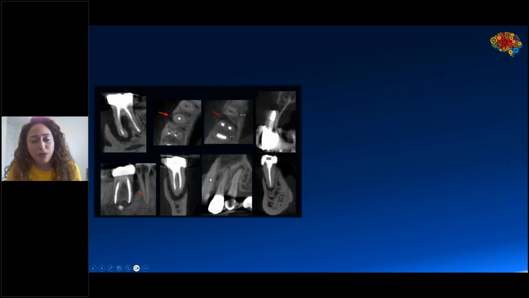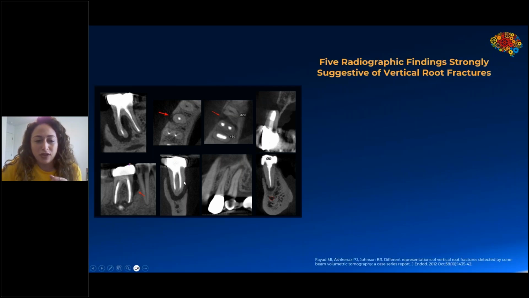So if we think about it, in this case, we actually were able to see the fracture line, but sometimes we have to rely on indirect findings on CBCT that tell us, hey, this can look like a fracture. There's a paper published in Journal of Endo back in 2012, but I think it still holds value today with the different radiographic findings that can be suggestive of a vertical root fracture.